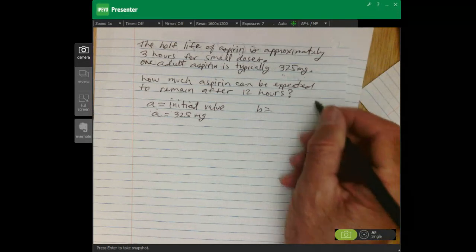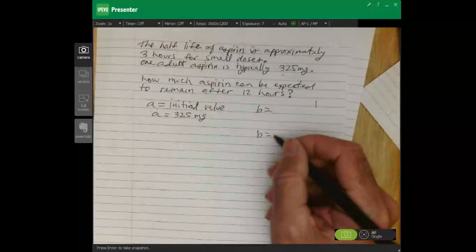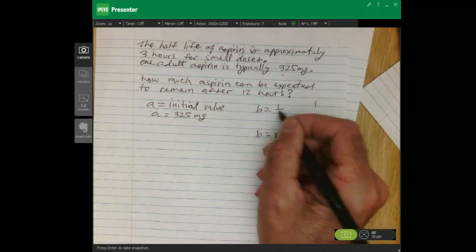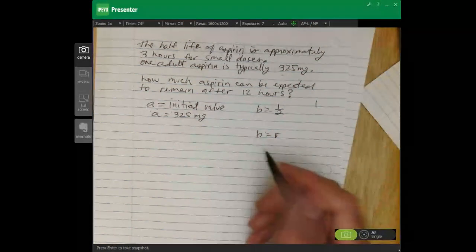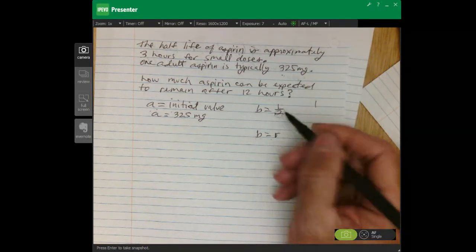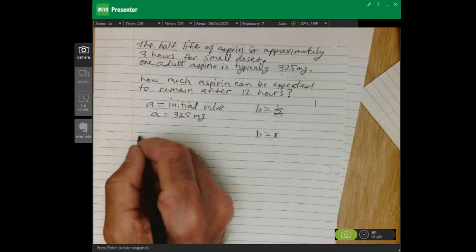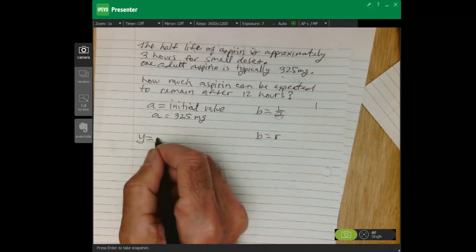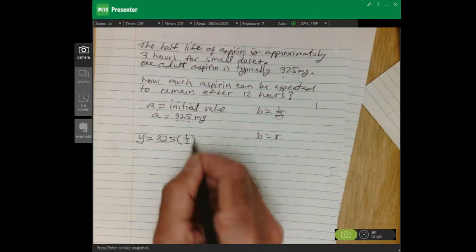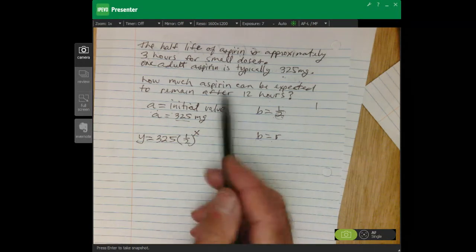Okay, now in this case, it's being cut in half. So the easiest way to think of this is just, we're starting with 1, and then we cut it in half. We're dividing it by 2, right? So remember, B and the common ratio, they're the same. Dividing by 2 is the same as multiplying by 1/2. Remember, multiplying by a fraction is the same thing as dividing by its reciprocal. So B is equal to 1/2, and now we can plug it in. A is 325 times 1/2 to the x.